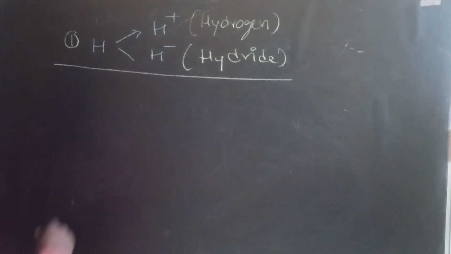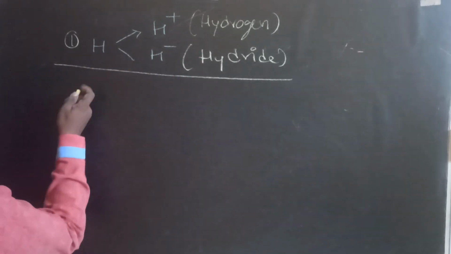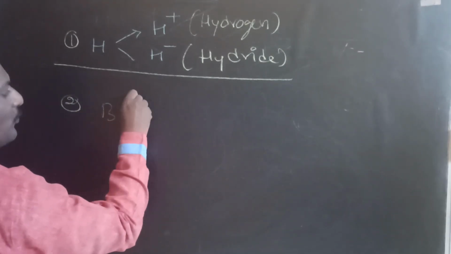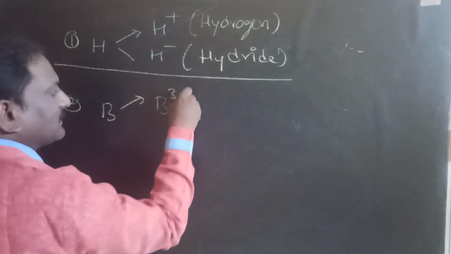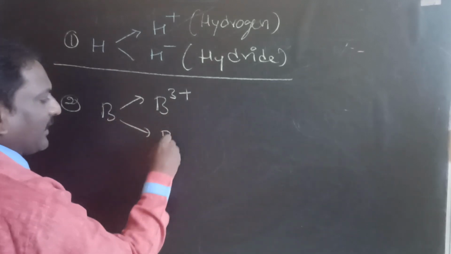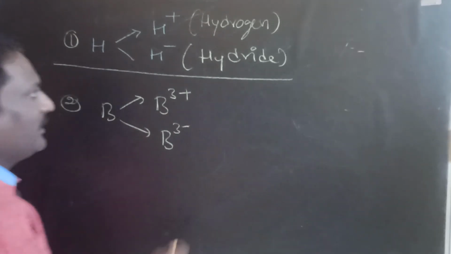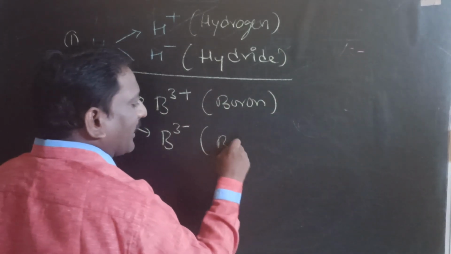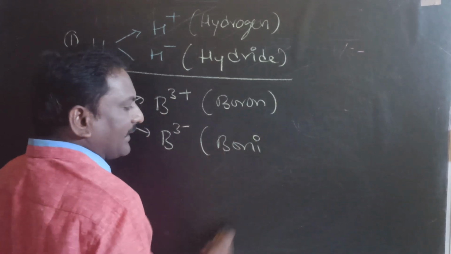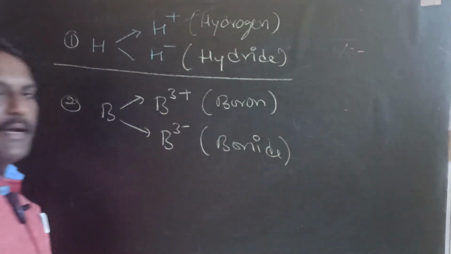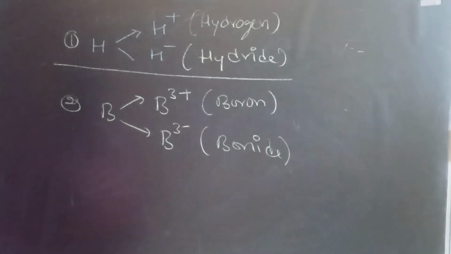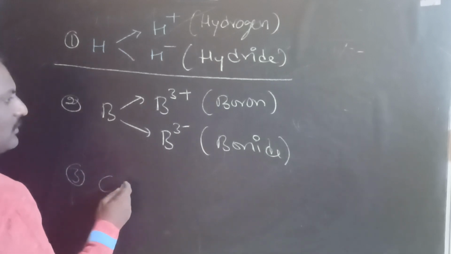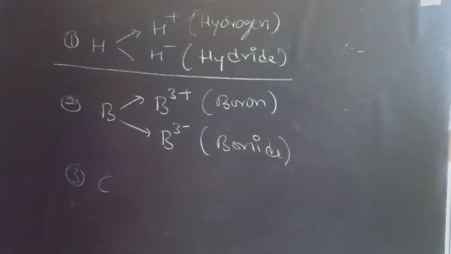Next one, boron. Boron gives two kinds of ions, B3 plus and B3 minus as well. This one is called boron ion. This one is called boride ion, B-O-R-I-D-E, boride ion. Next one, carbon. Carbon also gives two kinds of ions. Please copy this one.